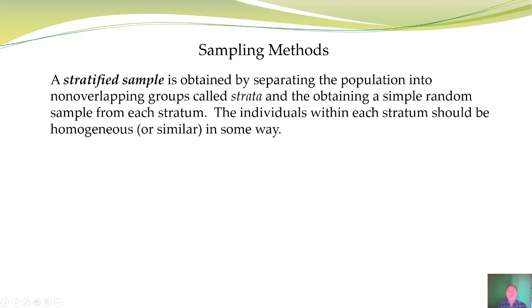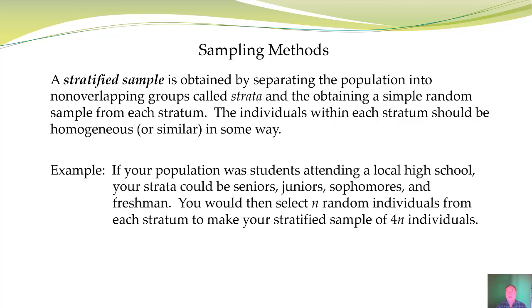Sampling Methods. A stratified sample is obtained by separating the population into non-overlapping groups called strata and obtaining a simple random sample from each stratum. The individuals within each stratum should be homogeneous or similar in some way. Example: if your population was students attending a local high school, your strata could be seniors, juniors, sophomores, and freshmen. You would then select n random individuals from each stratum to make your stratified sample of 4 times n individuals.